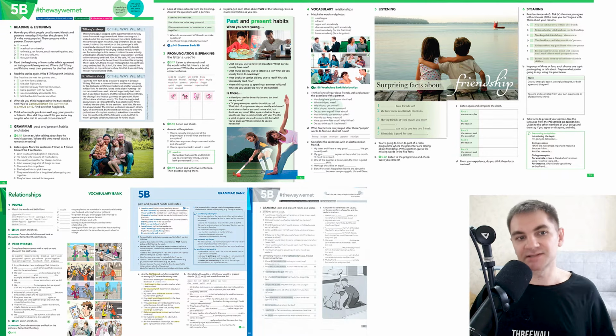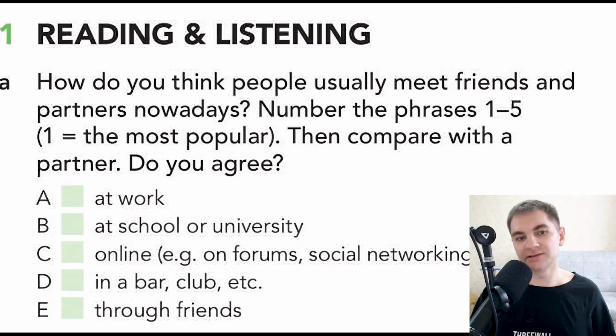Part number 6, speaking, your opinion on friendship. There you will see a couple or 6 debatable statements, and you will need to discuss them by using phrases like I agree with it, I disagree with it, or I partly agree because, and then explain your opinion. Okay, I think everything's clear. Let's get started. Part number 1, reading and listening.